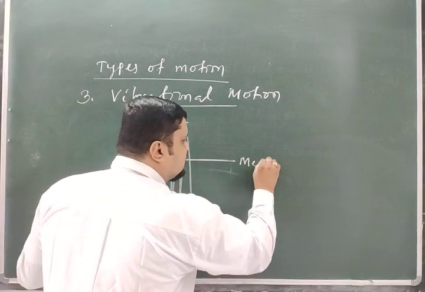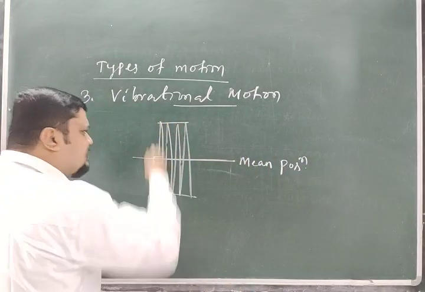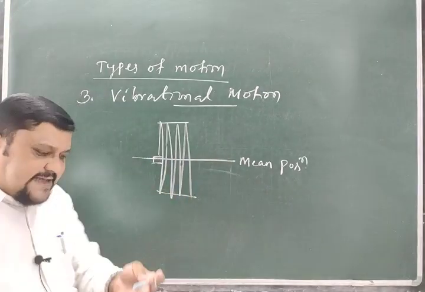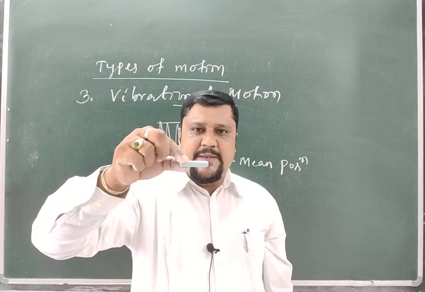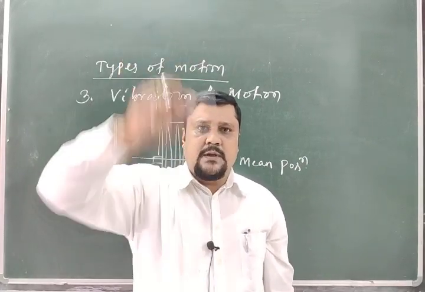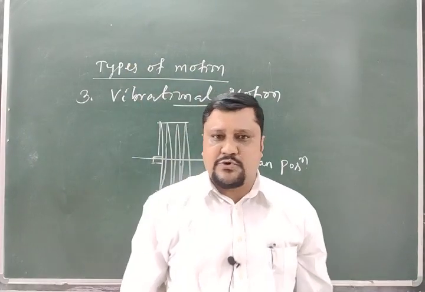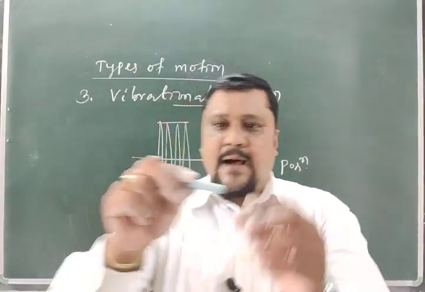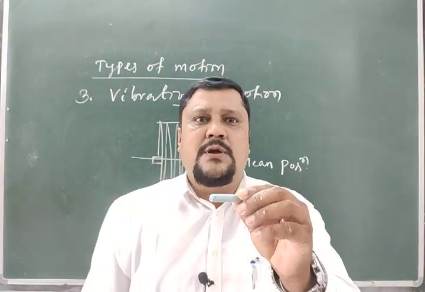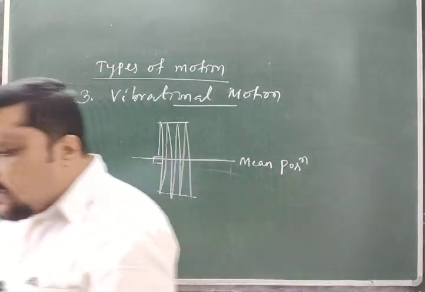This is called the mean position. About this mean position, the body is vibrating. It is not moving away from this point; at the same point, which is the mean position, the body is moving here and there, to and fro, at regular intervals of time. This motion is called the vibrational motion. The molecules in this object are in vibrational motion. They are vibrating inside the body. So that is the vibrational motion.